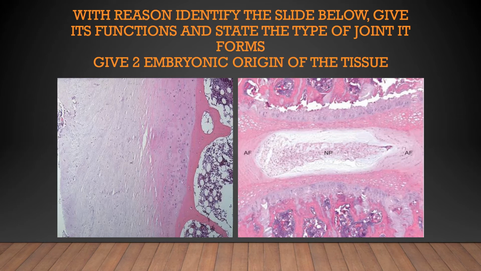As for the functions of the intervertebral disc, it provides cushioning and also acts as a shock absorber. The type of joint it forms is a fibrocartilaginous joint, also known as a symphysis. And the other type of joint in the vertebral column is a zygapophyseal joint. In terms of embryonic origin, the annulus fibrosus is from sclerotome and nucleus pulposus is from notochord.